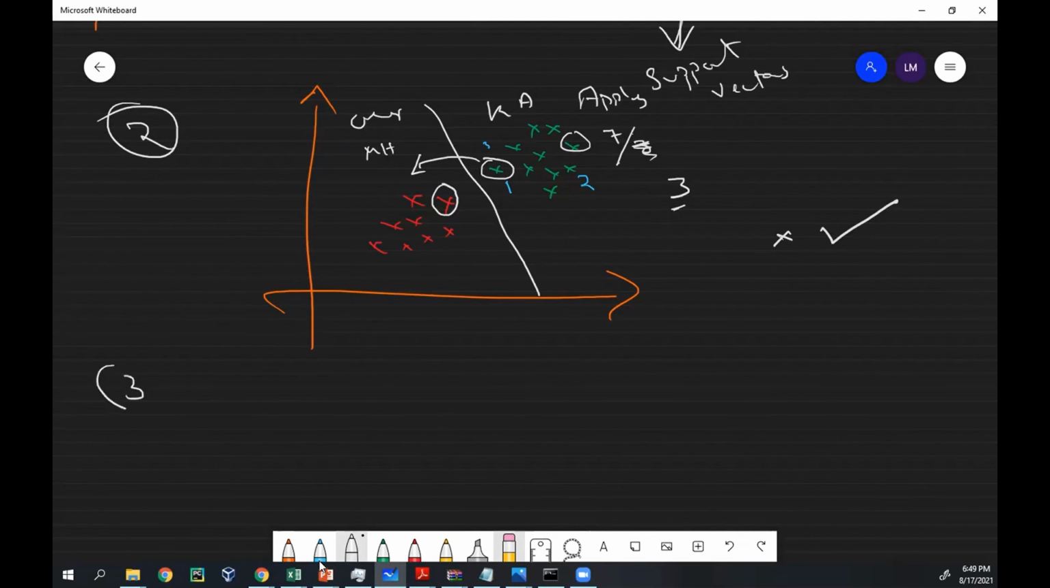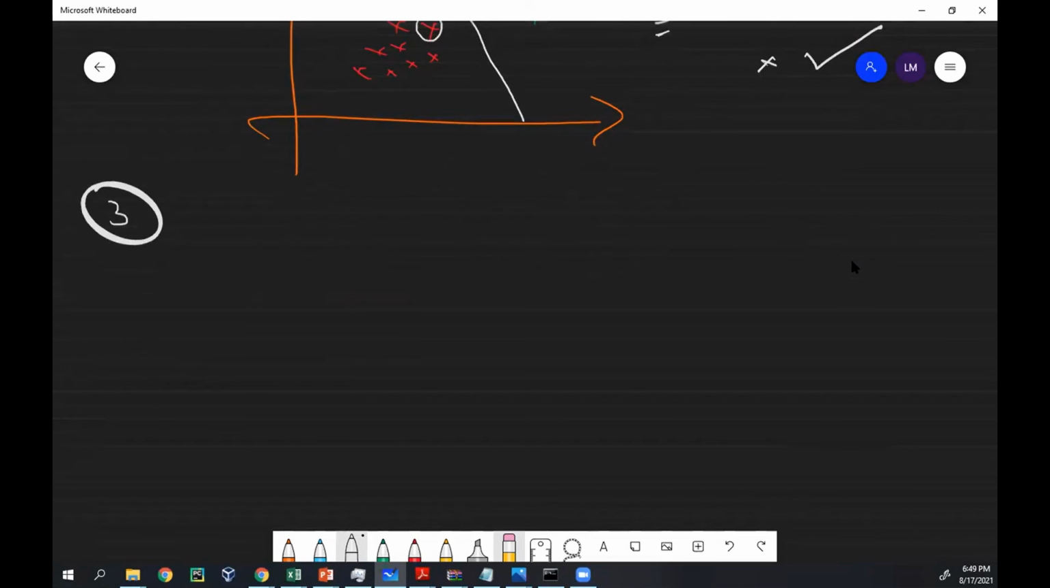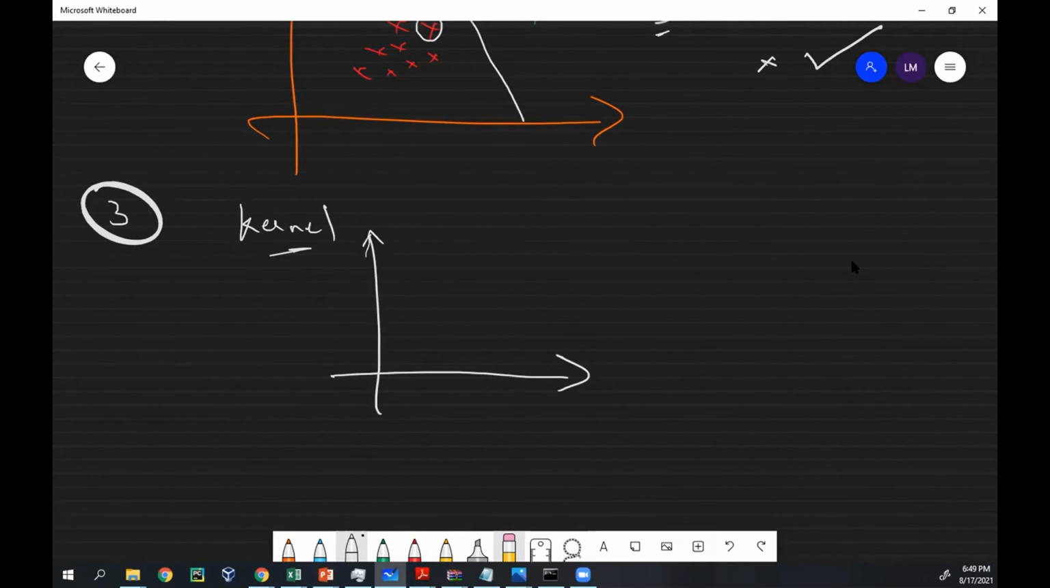Along with this, you also have a third feature, which is called kernel. Here we have different kernels. So what do you mean by different kernels, guys? Let's say you have data like this. You basically have a data.